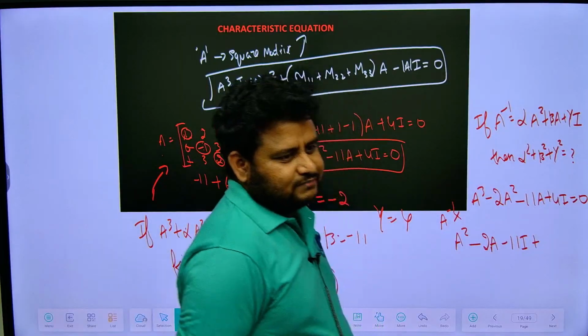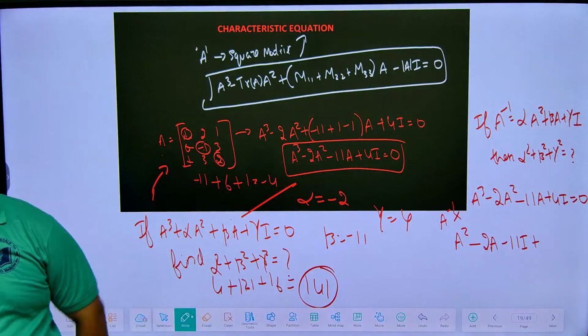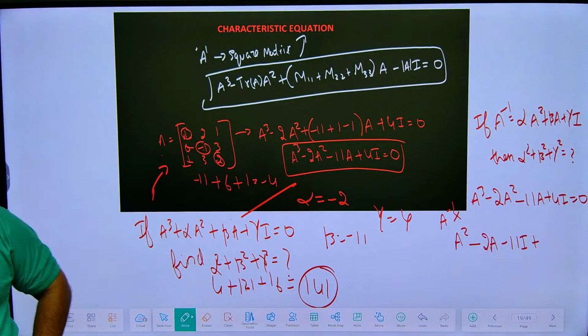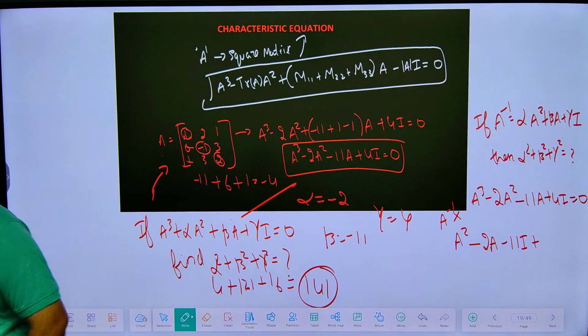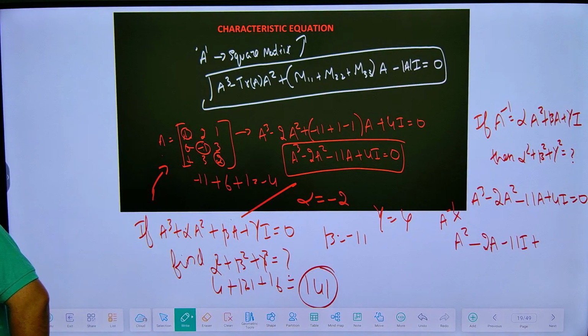A inverse into I is what? A inverse into identity matrix is what? Think correctly and tell me. These are basic concepts you must know. A inverse into I is A inverse only, not A.